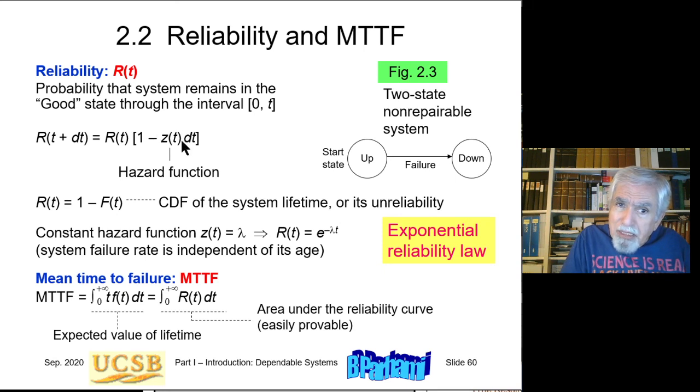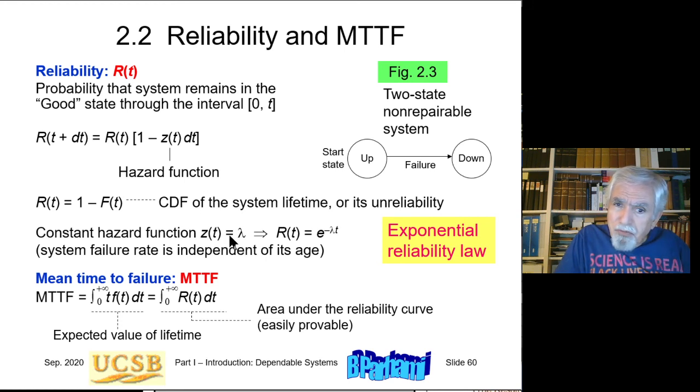Hazard function is basically the rate of the failure. So for example, the hazard function z is a function of t. As a system gets older, the failure rate may increase, so z of t can be an increasing function of t. In the simplest case, z of t is a constant, which we call the constant failure rate of the system.